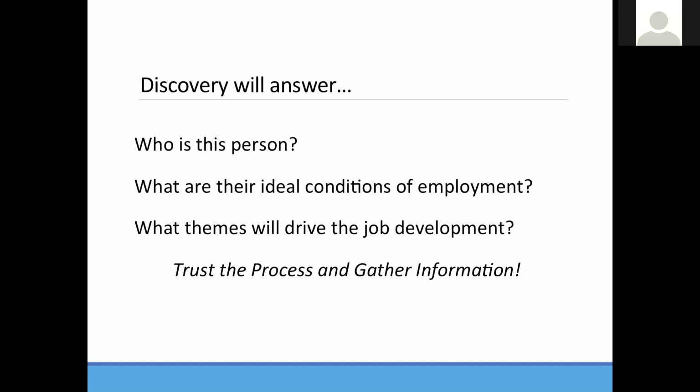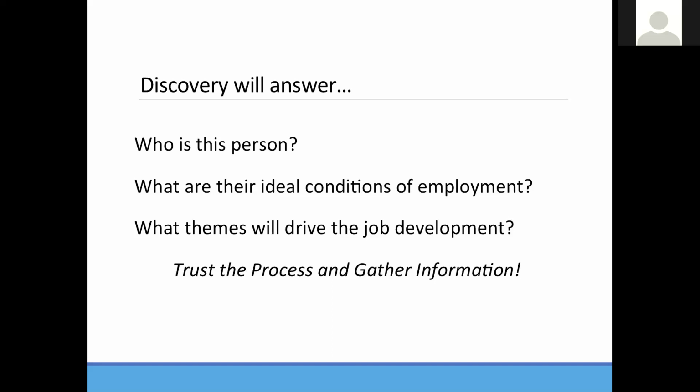And the biggest piece of advice at this point that I can give you is to trust the process, gather the information, and let that take us where we need to go. Don't jump to the job description. Don't jump and say, well, I just met Joe and he's really interested in mowing lawns, so we're going to go fill out an application and help him mow lawns. If Joe is 18 years old and has never worked a day in his life and has had limited life experiences, then let's use discovery to really support him to test out various types of things, just as you and I did in high school.